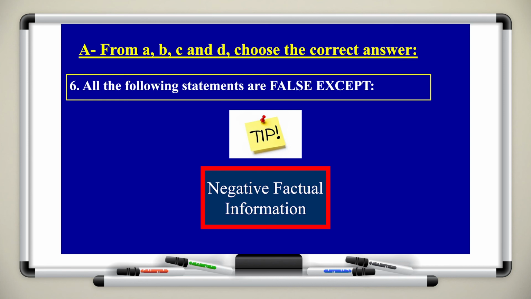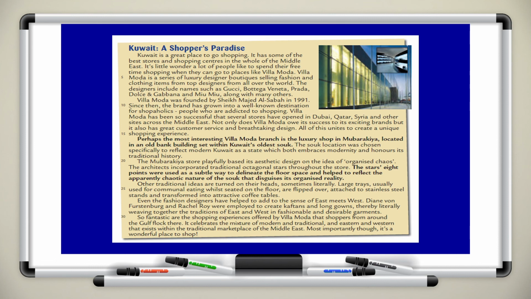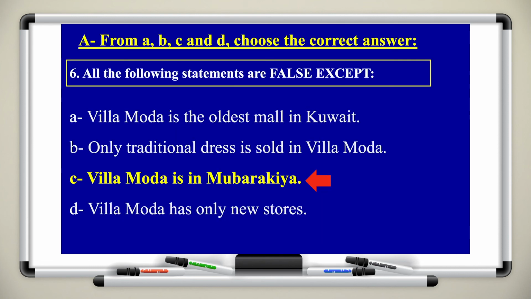All the following statements are false, except. This is negative factual information. So which one of these is the true statement? Villa Moda is the oldest mall in Kuwait. Only traditional dress is sold in Villa Moda. Villa Moda is in Mubarakiyah. Or Villa Moda has only new stores. Skim through the text and you'll get the idea. The answer is C, Villa Moda is in Mubarakiyah.